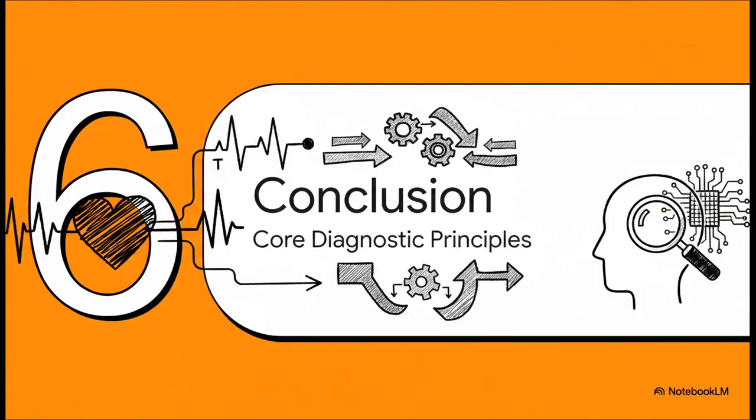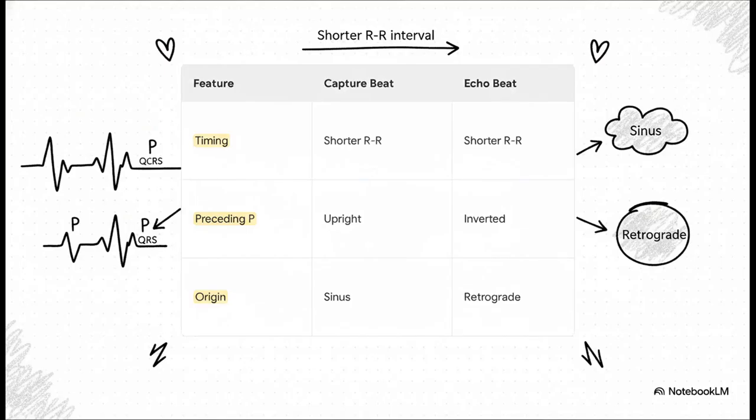Okay, let's wrap up by just briefly reviewing the core diagnostic principles that we use to systematically solve both of these complex cases. Here is a very high-yield takeaway from our first case. When you see a premature beat during AV dissociation, you have to be able to tell the difference between a capture beat and an echo beat. They both shorten the RR interval, but the P wave tells the entire story. An upright P wave means it's an anterograde sinus capture beat. An inverted P wave means it's a retrograde junctional echo beat. It's a really critical distinction.